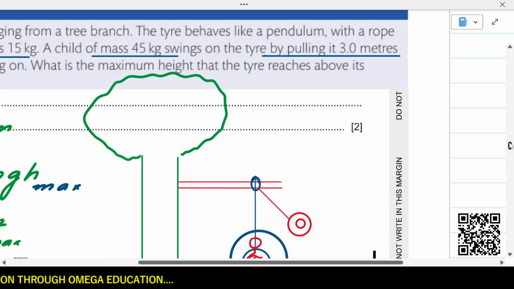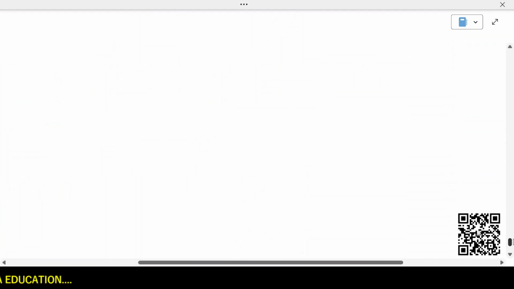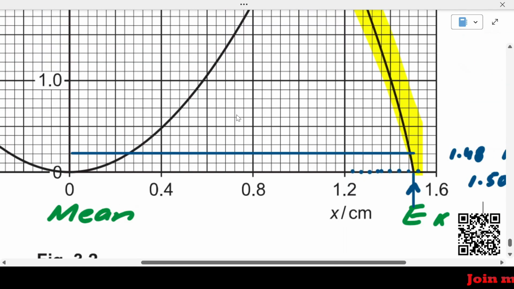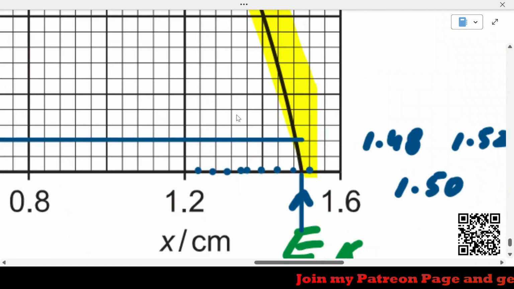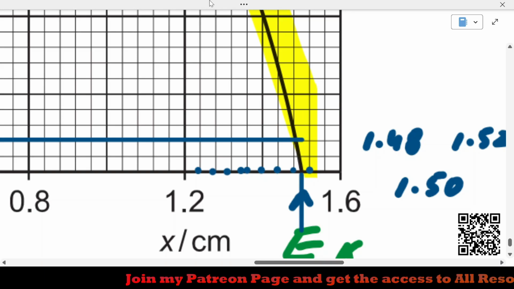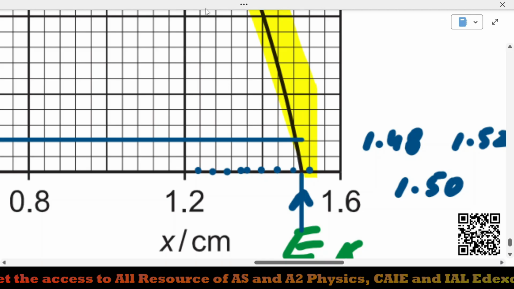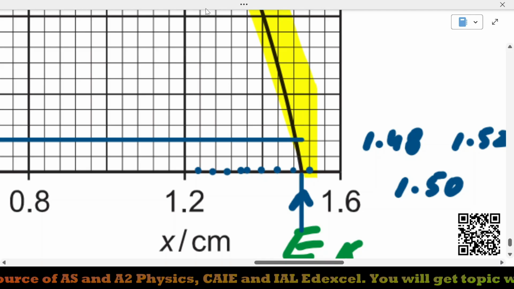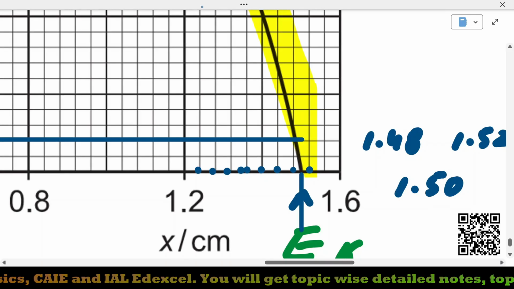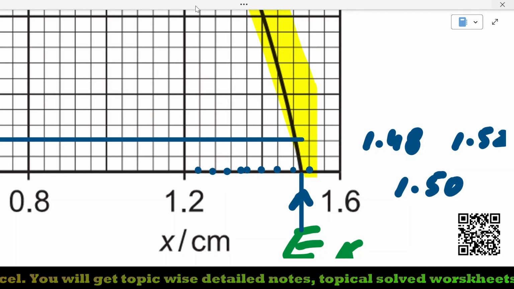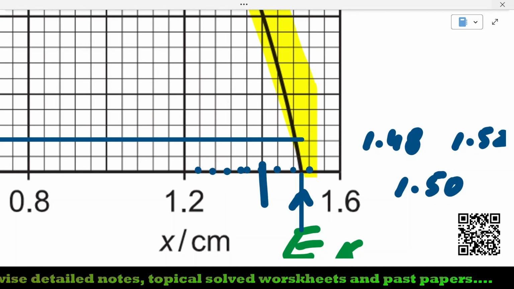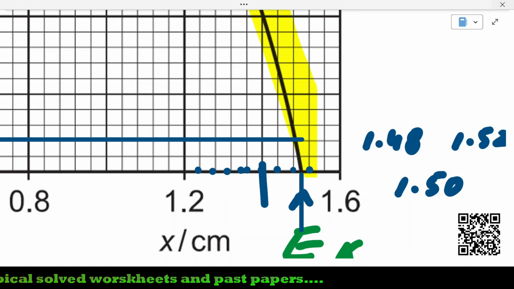To be honest, that was easy. All we could have done is notice that this one was exactly in the middle of 1.4 and 1.6. That should have been an easier option. We know exactly in the middle of 1.2 and 1.6 is 1.4. So this is 1.4, and exactly in the middle of 1.4 and 1.6 should have been 1.5.